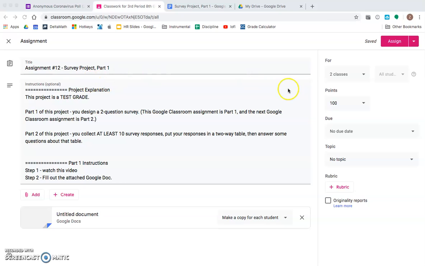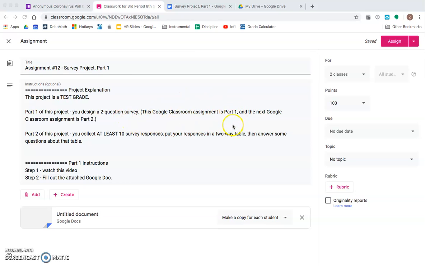Let me just read this project explanation for you. This project is a test grade, okay? Instead of doing a standard multiple choice quiz or test for statistics, I thought I would give you a small project. So again, this is a project for a test grade. Part 1 of this project is what you're working on now, and in part 1 you are designing a 2-question survey.